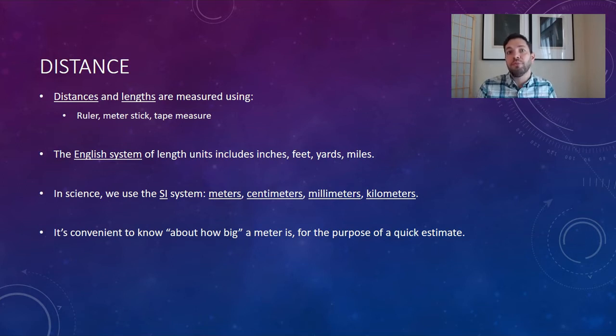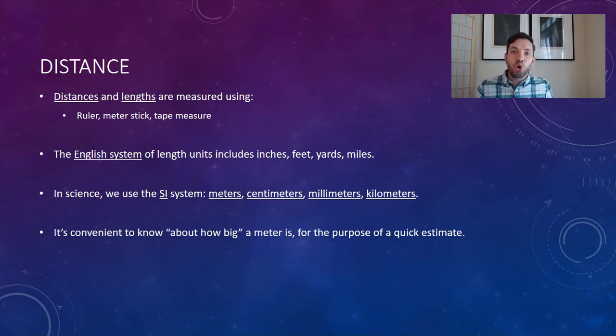In our everyday lives as Americans, we are used to using what is called the English system or the imperial system, measuring things in feet and inches and yards. In science, we use a different system of measurement. That's because every scientist in the world has agreed that this is the system we're going to use, so we can share our measurements and our observations with each other. So we measure everything in meters, and we can look at centimeters, millimeters, kilometers, but our base unit of measurement is going to be the meter.